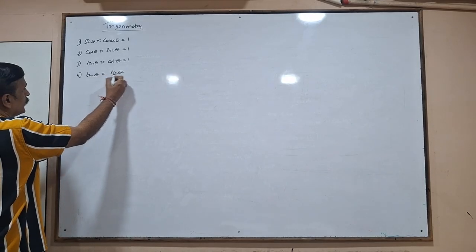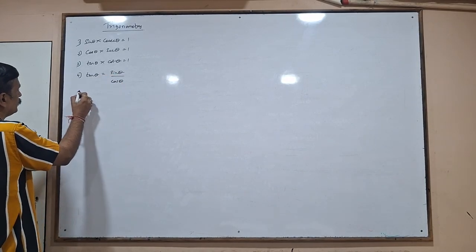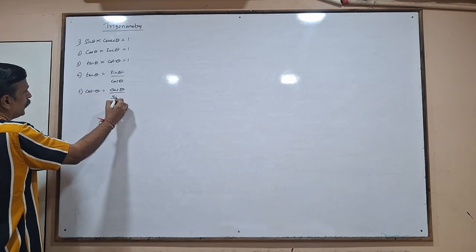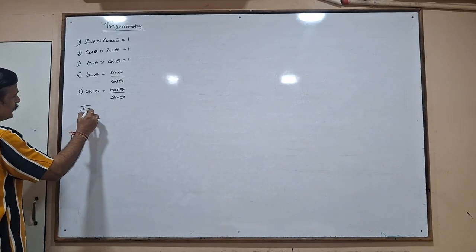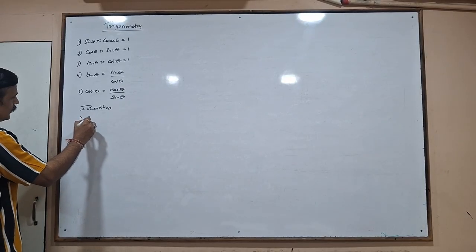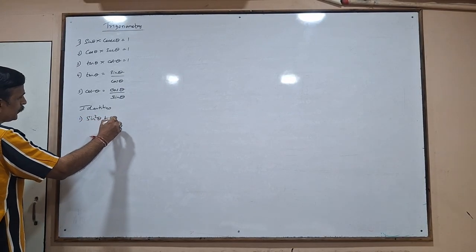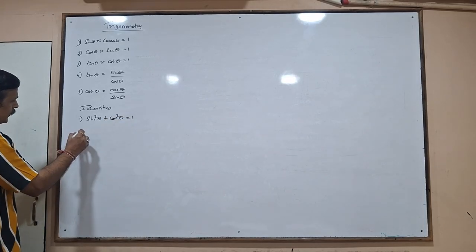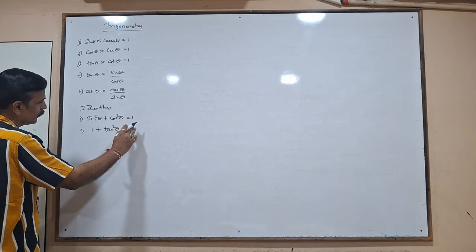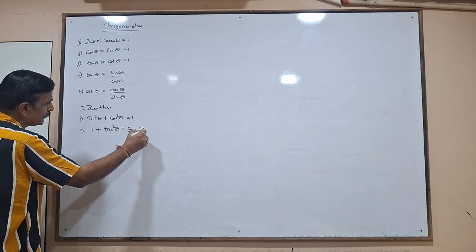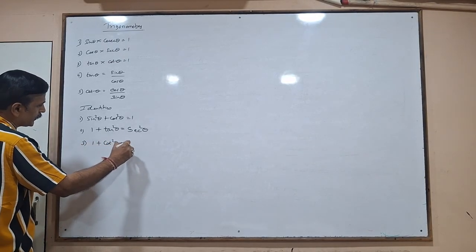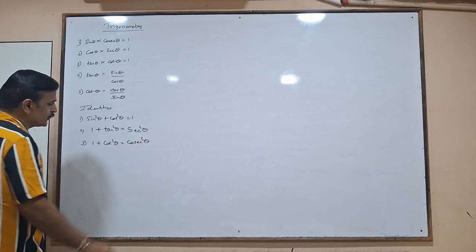Tan theta is sine upon cos theta. Cot theta is cos theta upon sine theta. And then the three identities. First one, sine squared plus cos squared is equal to 1. 1 plus tan squared is equal to sec squared. And third one, 1 plus cot square theta is equal to cosec square theta.